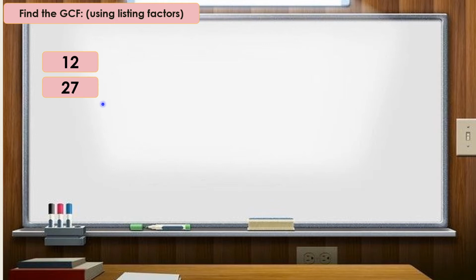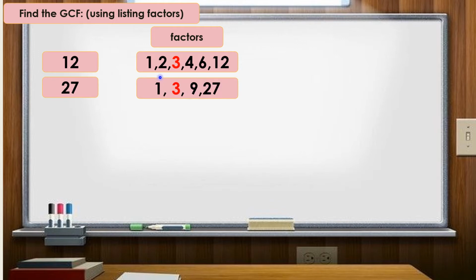First, find the GCF of 12 and 27. The first thing you do is find their factors. The factors of 12 are 1, 2, 3, 4, 6, 12. Again, just a review: 1 times 12 is 12, 2 times 6 is 12, and 3 times 4 is 12. Therefore, these are the factors. And the factors of 27 are 1, 3, 9, 27, since 3 times 9 is 27.